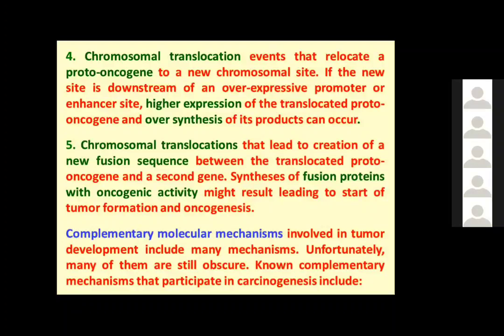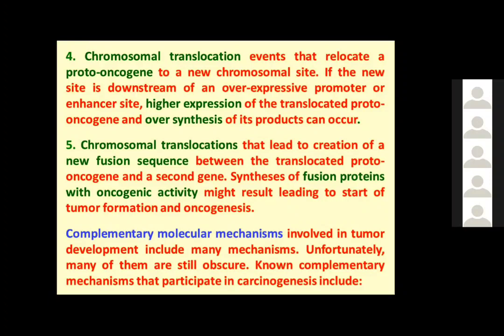Proto-oncogene performs and mediates important critical cellular functions. In a chromosomal translocation mechanism, a proto-oncogene might be relocated to a new site and it might lose its function on this site, and all the cellular functions dependent on the protein of this proto-oncogene might be lost, and this is one aspect of chromosomal abnormalities, pathological functions of physiological processes which occur due to chromosomal translocations. Or on the other hand, this proto-oncogene is relocated into a site downstream of an overexpressive promoter or enhancer site, so higher expression of the translocated proto-oncogene and oversynthesis of its products can occur.